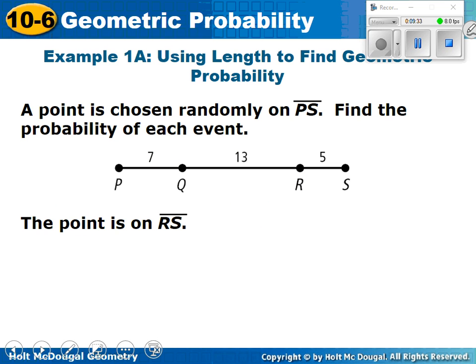So let's look at just a couple different scenarios. First one, find the probability that a point is on RS. What am I going to put inside my parentheses? RS. All right. What's going to go on top of my fraction? What is RS? 5. What's going to go on the bottom of my fraction? 25. Where did you get 25? The whole line segment. Okay?